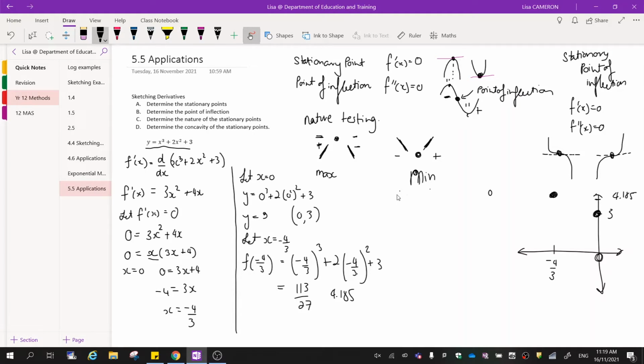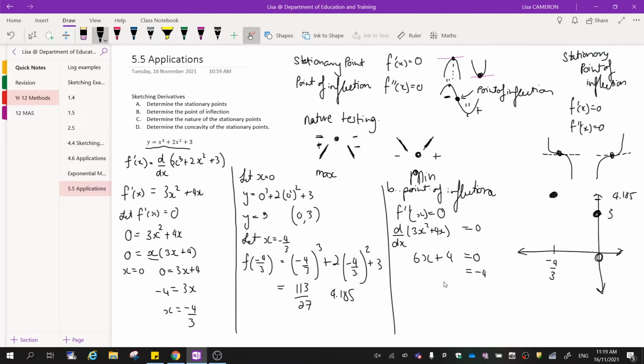Part B is to determine the point of inflection. So that means we're going to let the second derivative equal 0. So I'm going to take the second derivative of our other function there. That's going to become 6x plus 4 is equal to 0. Move the 4 across. So then x is equal to negative 2 on 3 once you simplify it. Now I'm going to chuck that into the calculator.